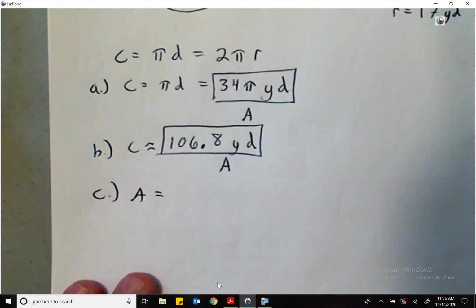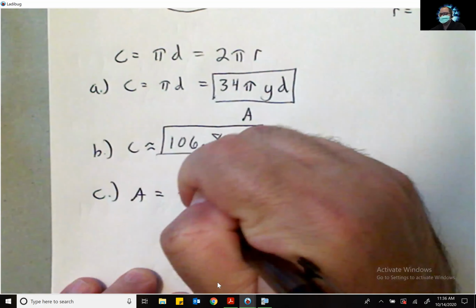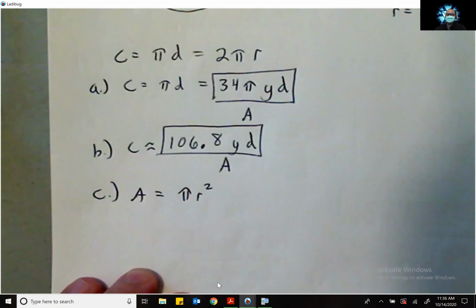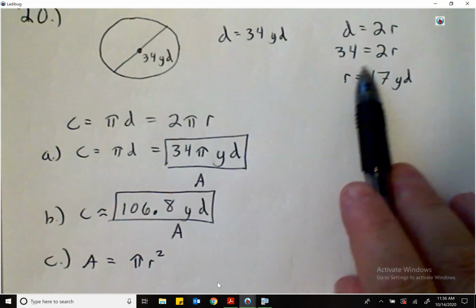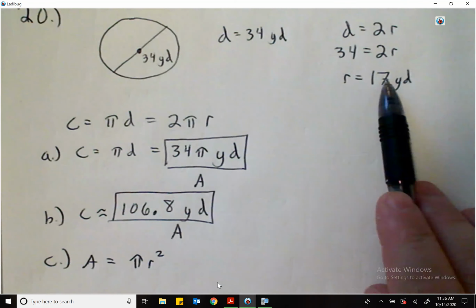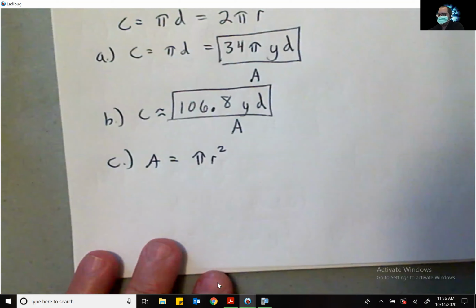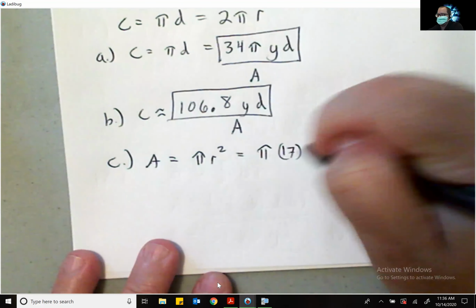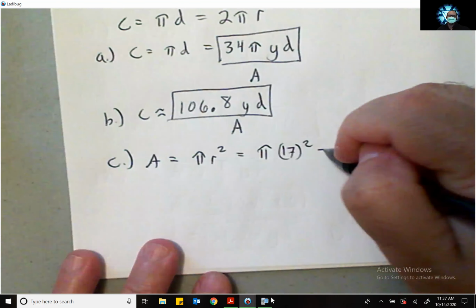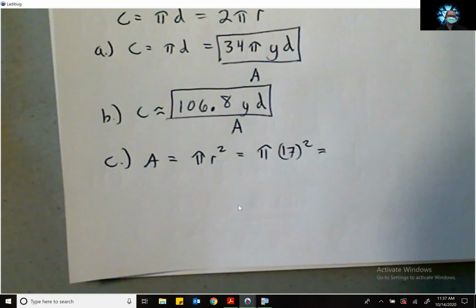Is it pi times radius squared? There you go. Pi r squared. And the cool thing is we found the radius already. All we're going to do is take and plug the 17 in and square it for part C. Okay? So pi 17 squared. So we go to our calculator. What is 17 squared? 289.